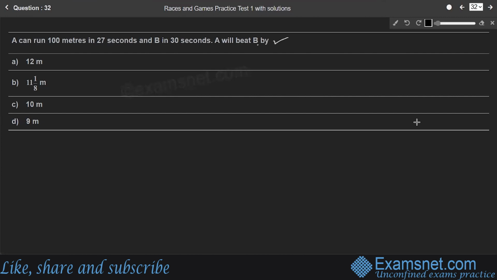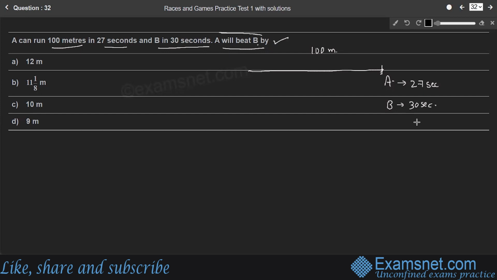Question number 32. A can run 100 meters in 27 seconds and B in 30 seconds. A will beat B by? So very simple question. Here we'll consider a 100-meter track, right? A can complete the race in 27 seconds, right? A reaches the destination in 27 seconds, whereas B reaches in 30 seconds. B takes 30 seconds of time to cover 100 meters of distance.